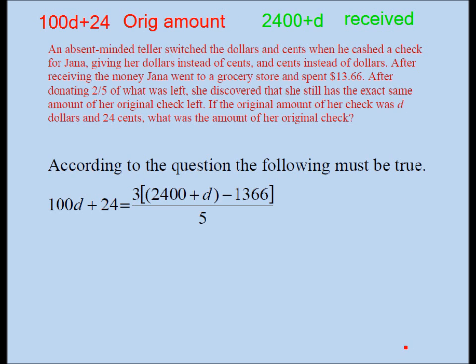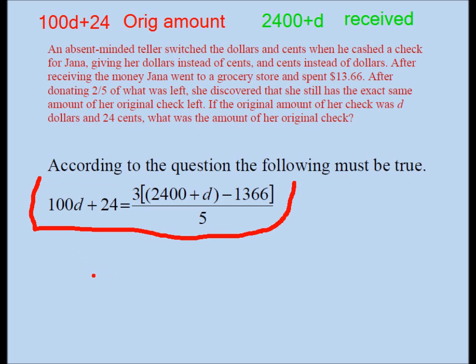Now, what does the question say? The question says that she spent $13.66. Now, note, we are talking about cents. Everything we have here is in cents. So we are going to convert $13.66 to 1,366 cents. This is the equation that we're going to get, but we have to explain how we got this equation.